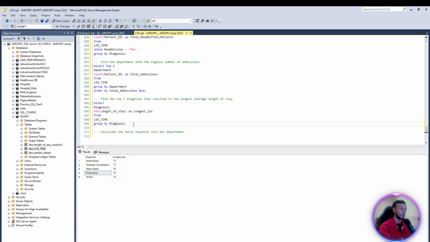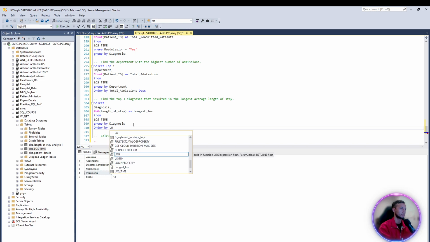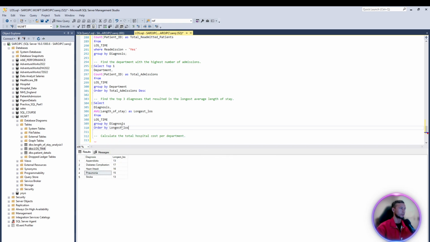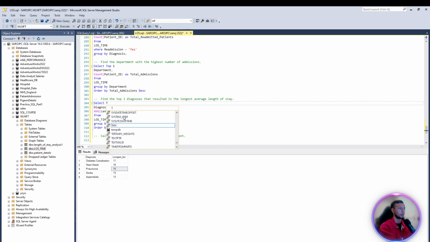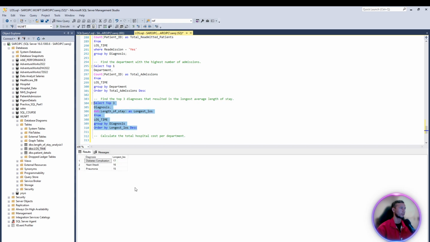So for that, what we can do, we can use the order by, then after we can use the descending format. If we use this one, okay, it's in the descending format. Now we only need top 3. Okay, so we got our answer: diabetes, heart attack and pneumonia with respective values of length of stay. So let's go to our final question.